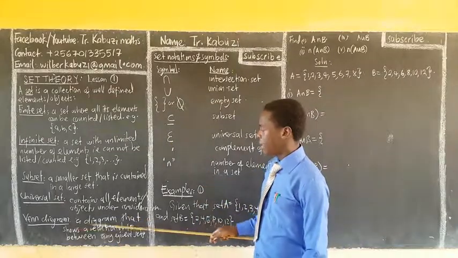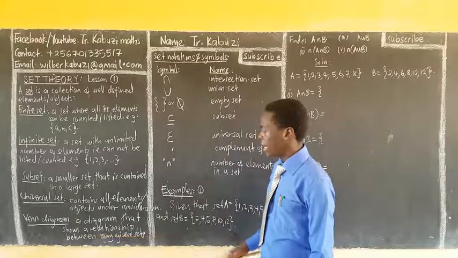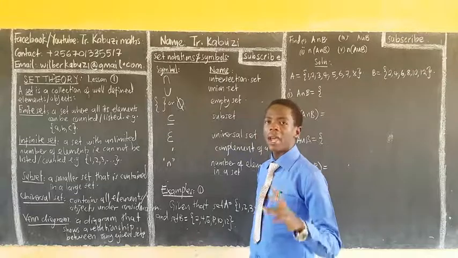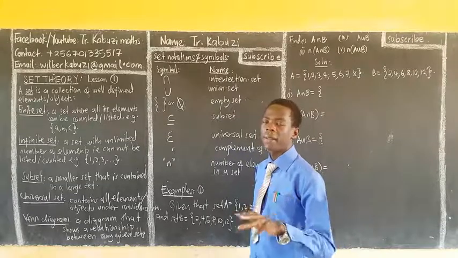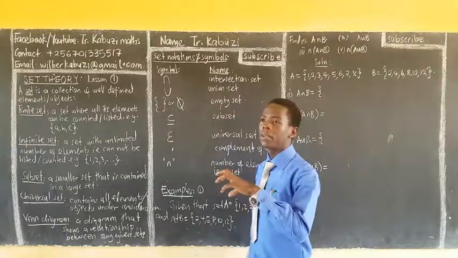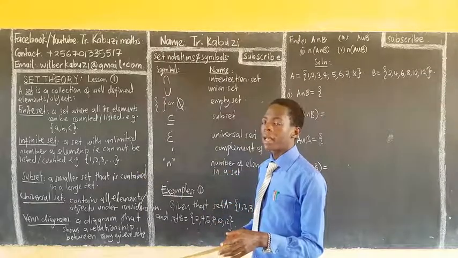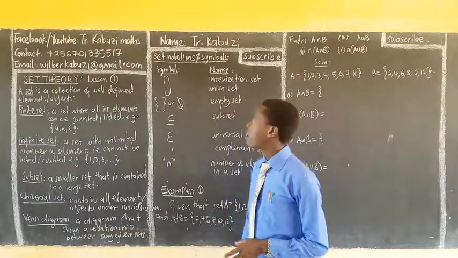A Venn diagram is a diagram that shows the relationship between any two given sets. So if you have two or three sets given, and you show the relationship between them using diagrams, that diagram is called a Venn diagram.